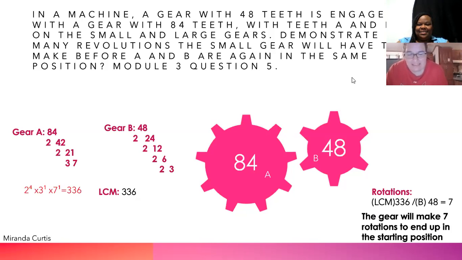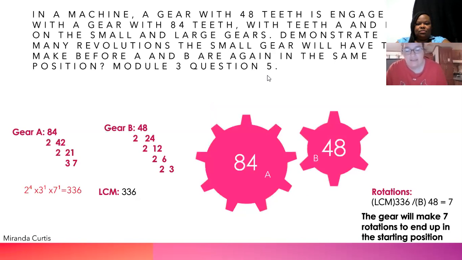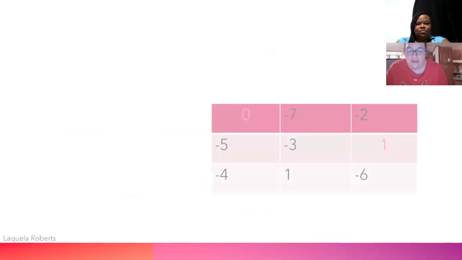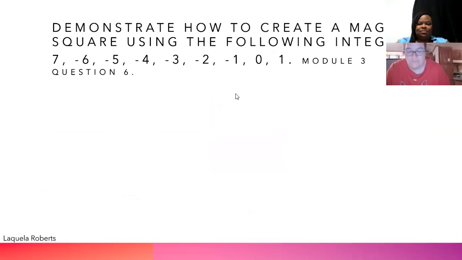Miss Dominique, demonstrate how to create a magic square using the following integers: -7, -6, -5, -4, -3, -2, -1, 0, and 1.